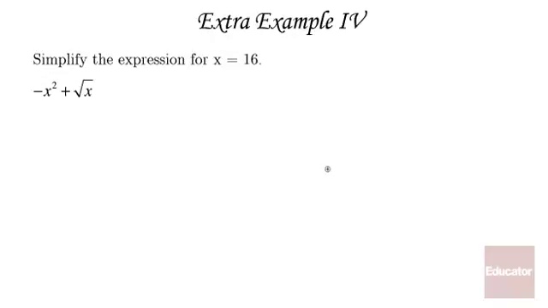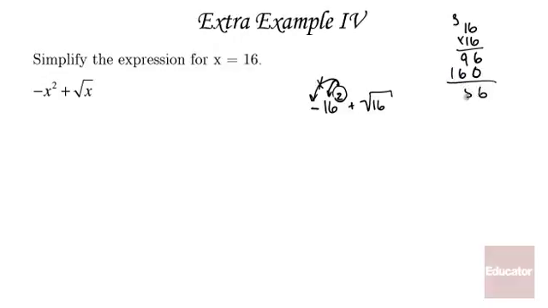Let's simplify the expression for x equals 16. We're going to use substitution here. Negative x squared plus the square root of x, so negative 16 squared plus the square root of 16. First, notice that this exponent is not attached to the negative. So the exponent is only telling us to work with the 16. So I'm going to do 16 times 16 here. 6 times 6 is 36, 6, 7, 8, 9, hold the place, 6 and 1. 6, 15, 256. So with the negative out front, negative 256 plus the square root of 16.